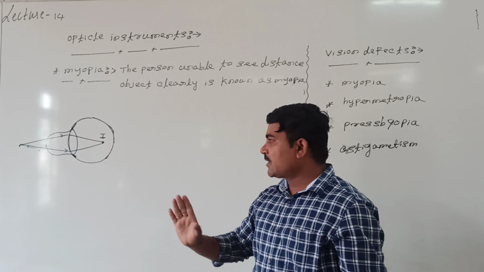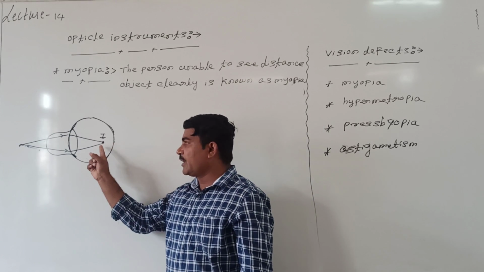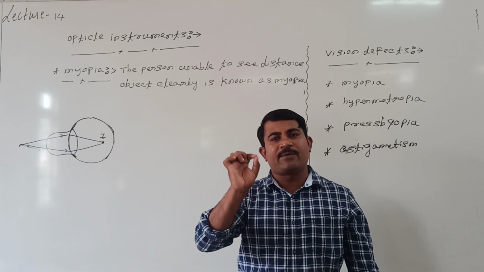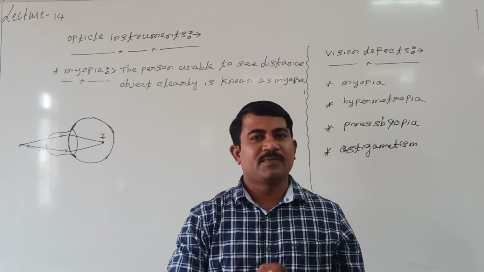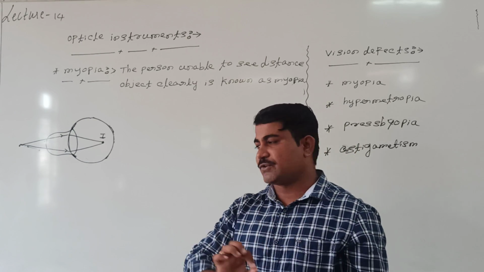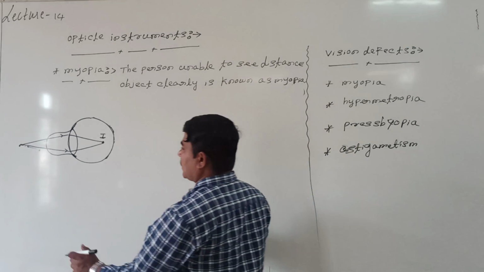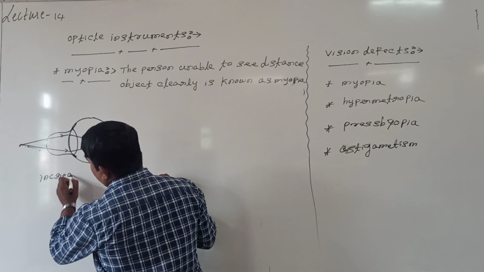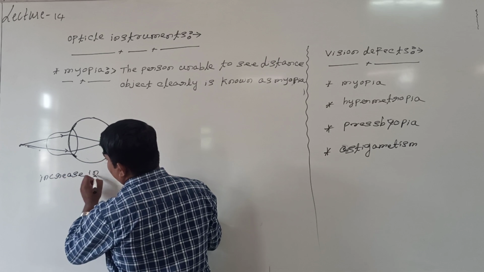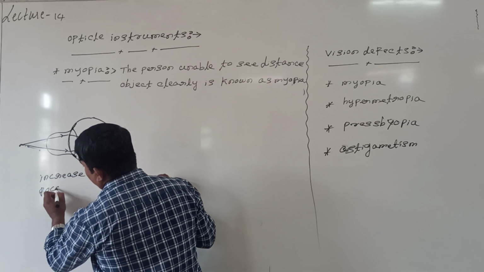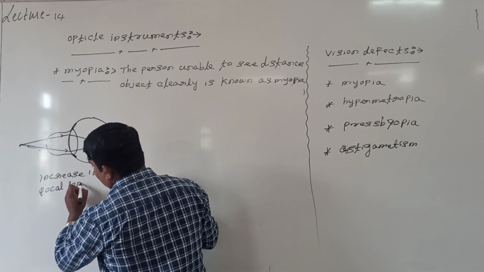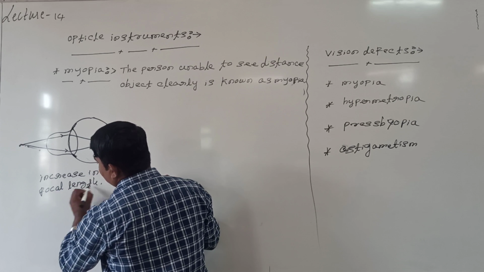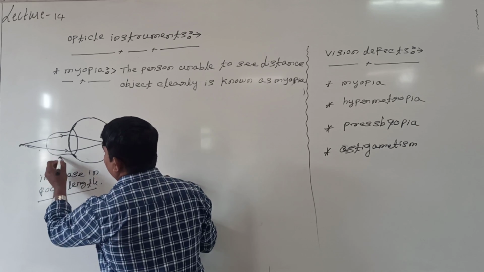Look at me. Where the ray of light is meeting in front of the retina, I want to divert this ray of light. Actually, what causes it to occur? It occurs due to what? Increase in focal length, or decrease in size of the eyeball. So due to that reason, a myopic person can occur.